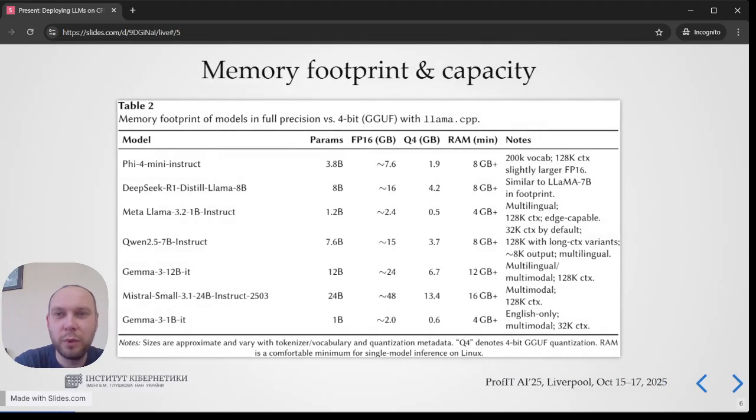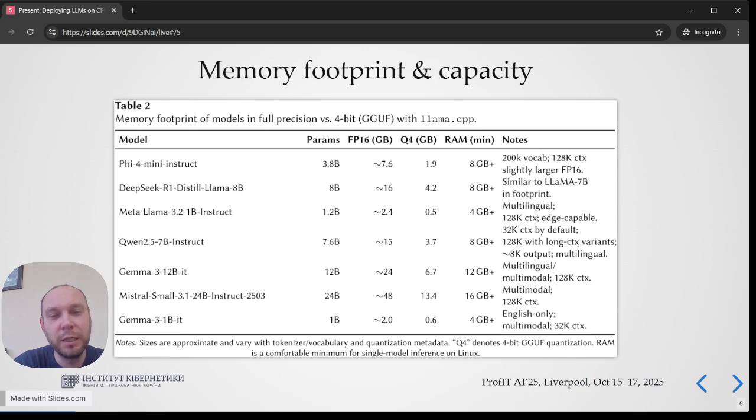So next up we can see the memory footprint of the models. The big idea here is 4-bit quantization, is that we store each weight in 4 bits instead of 16.